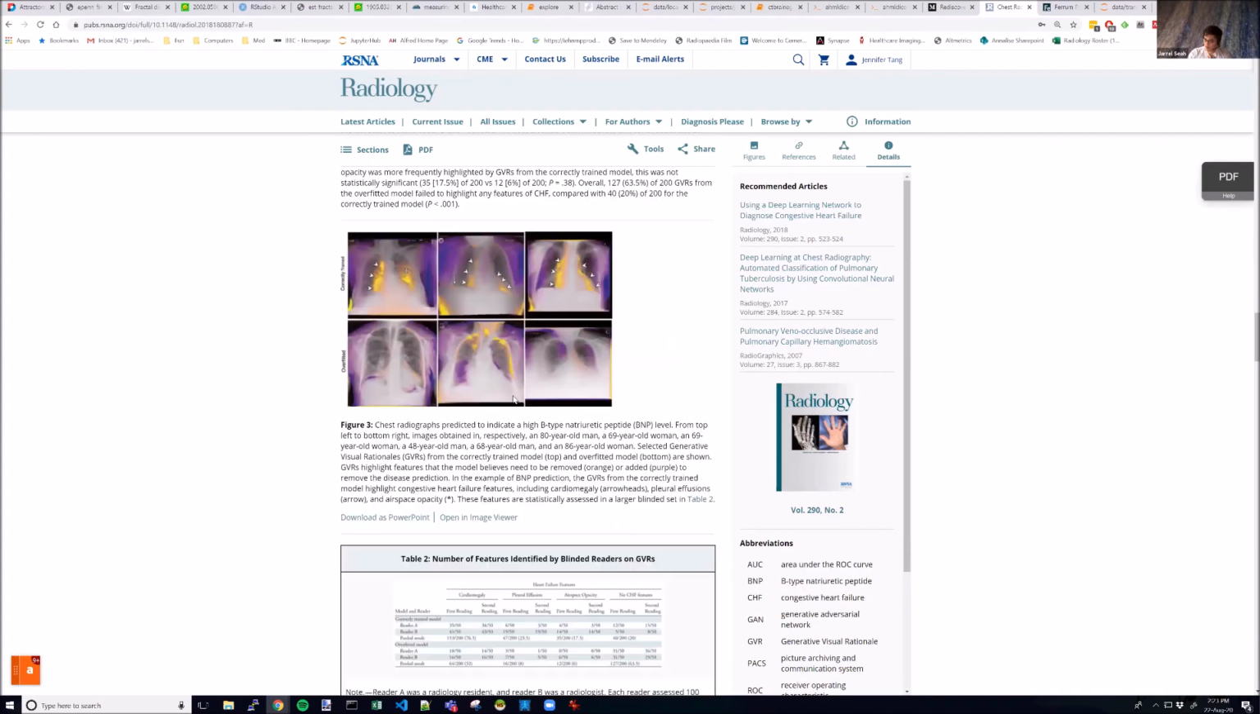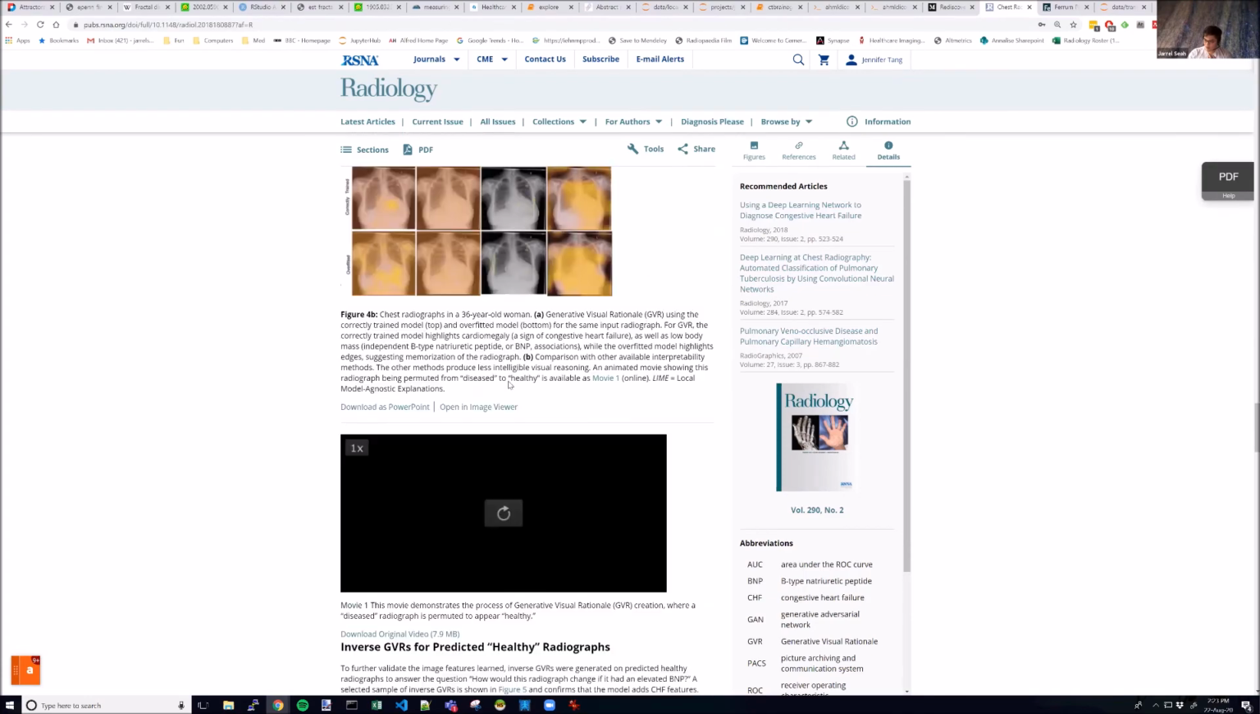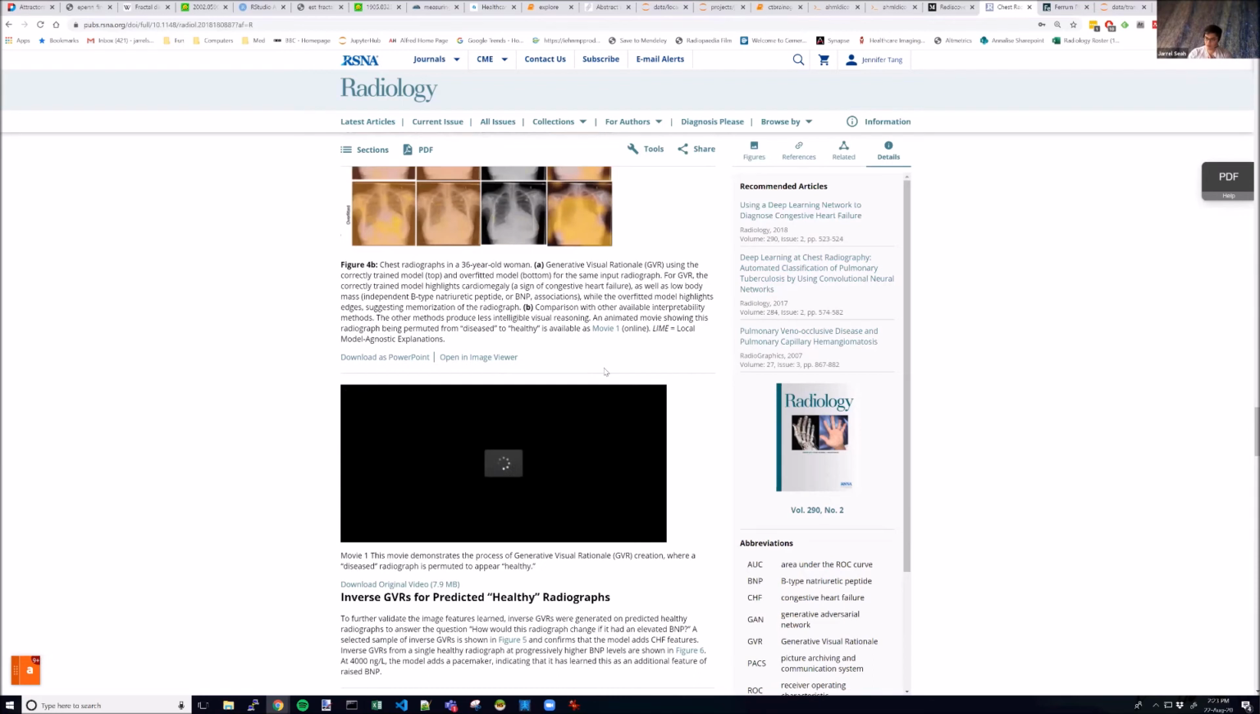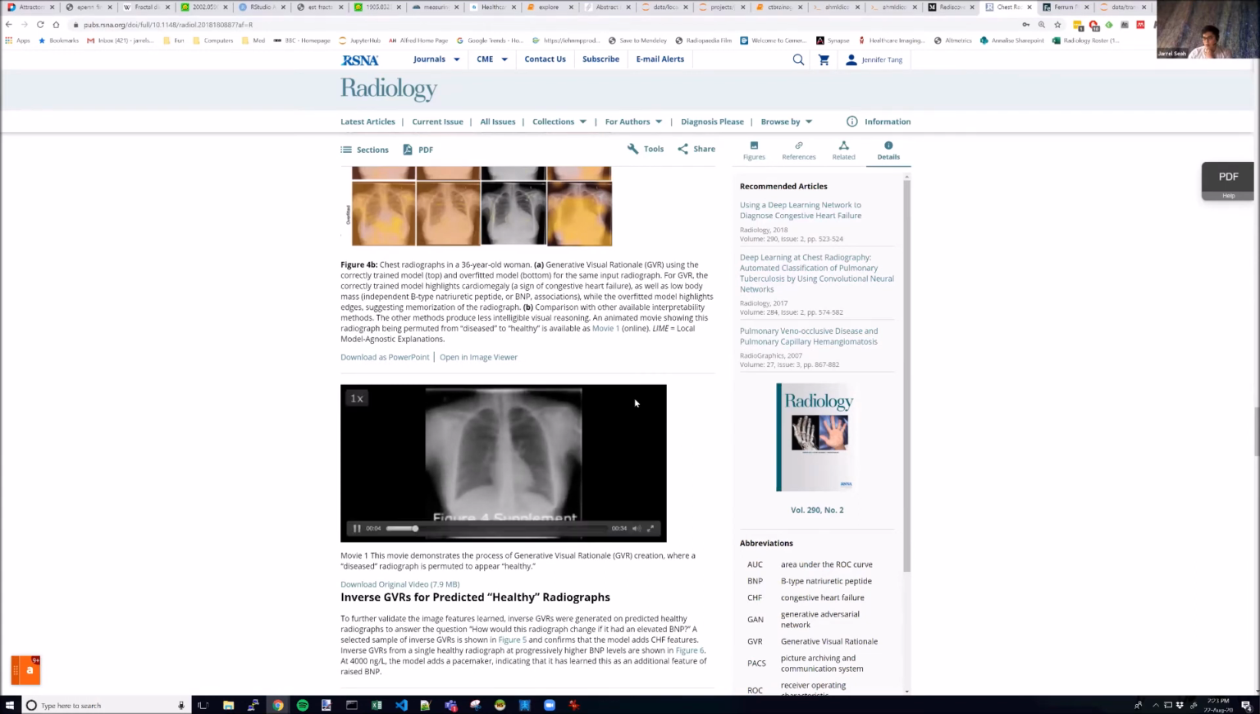But if you look at these, what we call generative visual rationales, let's see if it'll load. This is an image of a patient's X-ray. It starts off as the original X-ray, and it redraws it without heart failure. And are there any medical students in this audience? Nah. Okay, that's fine. Basically, it's shrinking the heart, and that's exactly what you expect, right?